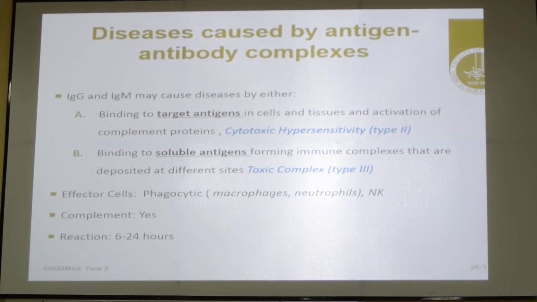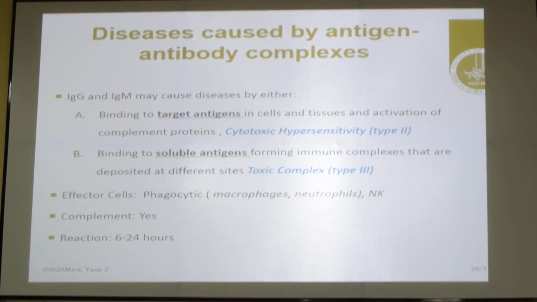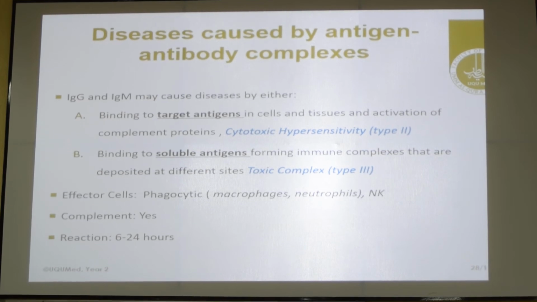Type 1 is mediated by IgE. Type 4 is mediated by cell-mediated immune response. Any disease that you remember in type 1? Bronchial asthma, anaphylaxis, allergy, food allergies, drug allergies. What about type 4? Tuberculosis, poison ivy, contact with the poison ivy.